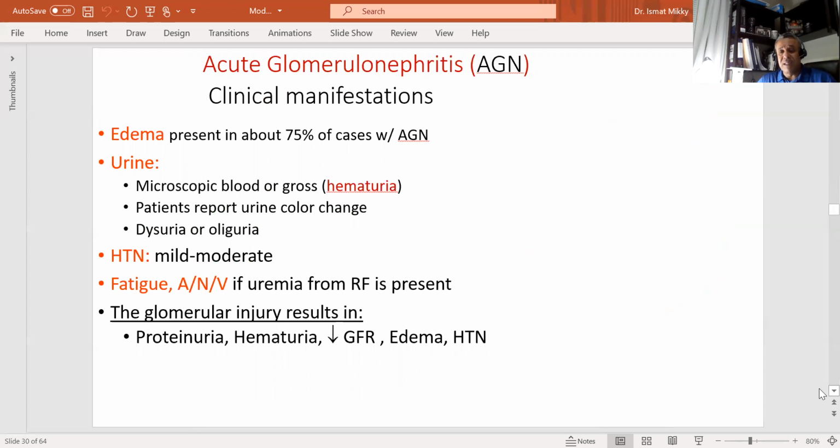The acute nephritic syndrome is the AGN. It's the same, the acute glomerulonephritis. So the patient will have edema, hematuria, dysuria, oliguria, hypertension, fatigue, nausea, vomiting.